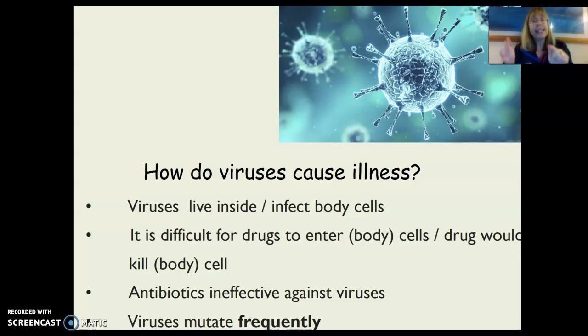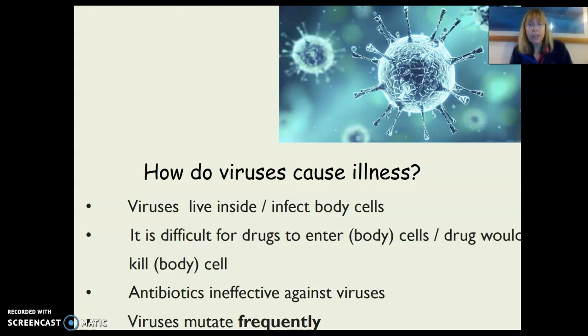We know that antibiotics only affect bacteria. I always say antibiotic for bacteria. It's so important you remember that antibiotics only kill bacteria. They're useless against viruses. And therefore, your doctor won't give you any antibiotics because it could just cause antibiotic resistance. The problem is that these viruses mutate frequently, and that means that their structure changes, which makes it more difficult for us to keep a handle on them.